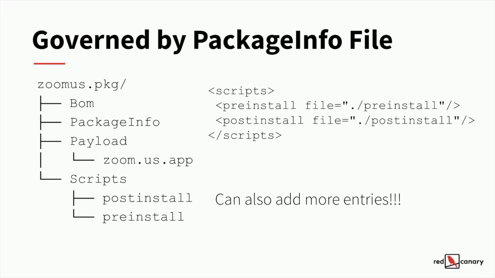So in our payloads here, we have the Zoom US application bundle, then we have pre-install, post-install scripts. And if we look into the package info file, we have pre-install and post-install. So the pre-install for Zoom is going to say, hey, do we have any previous versions of Zoom on this host? If we do, maybe we'll want to upgrade, let's do some prep. And then post-install says, hey, let's clean up everything now that we're done.